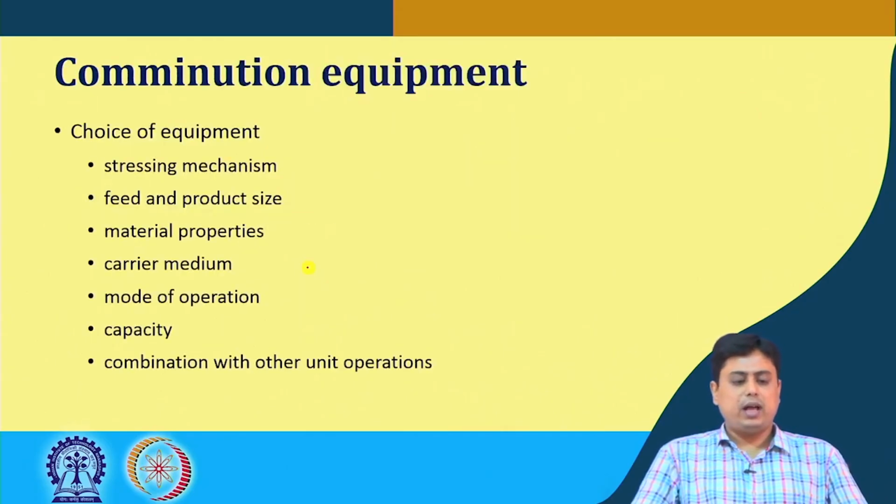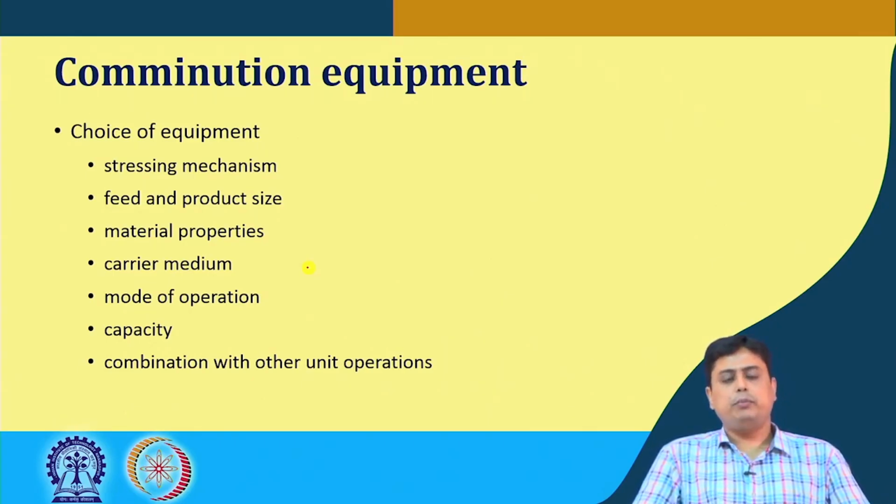And this brings us to the introduction of some equipment now, a brief overview of the equipment typically used in the classical size reduction process. Now, the choice of this comminution equipment depends on the stressing mechanism. This we have elaborately discussed. We have also mentioned the size reduction ratio that you are looking at, that is, the feed size and the product size. Based on that, we have to choose the appropriate or suitable equipment.